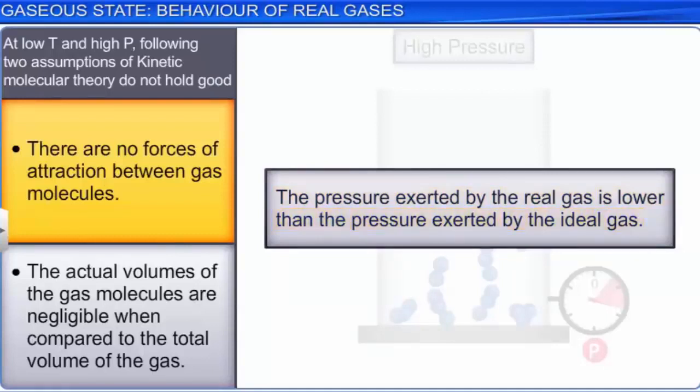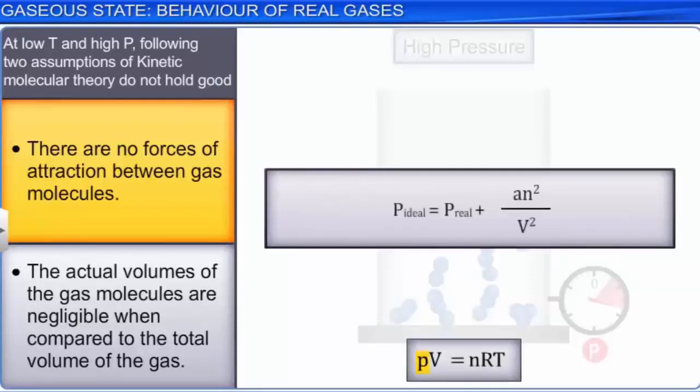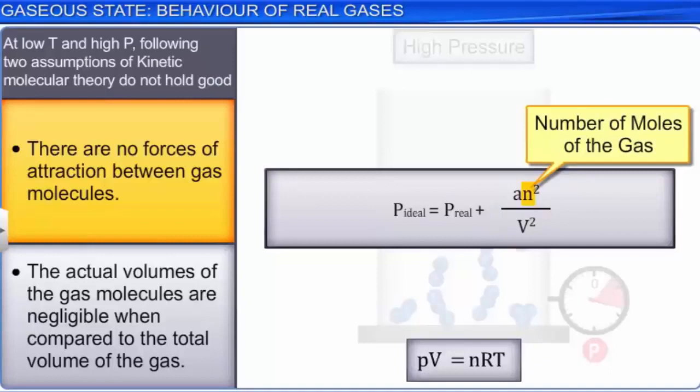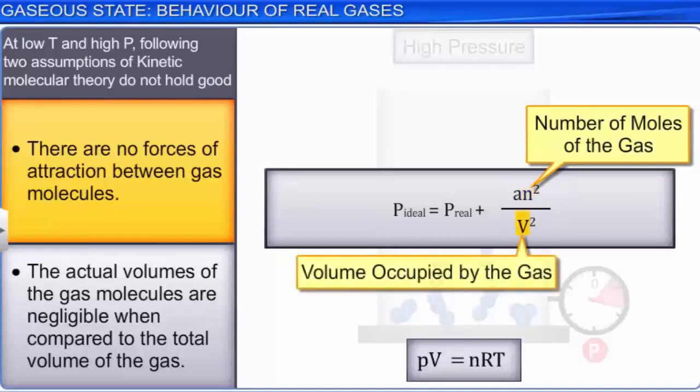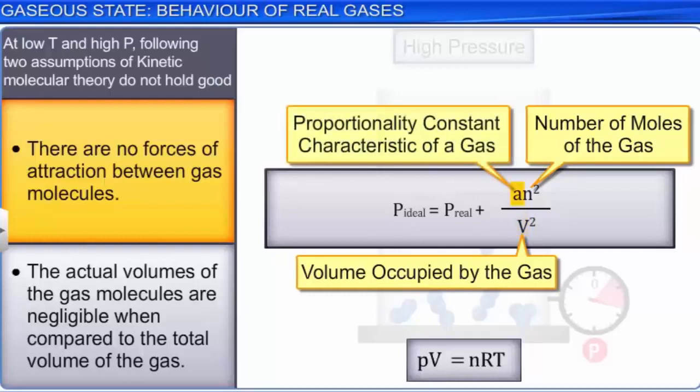Hence, the pressure in ideal gas equation is corrected as P ideal is equal to P real plus a multiplied by n squared divided by V squared, where n is number of moles of the gas, V is the volume occupied by the gas, and a is the proportionality constant characteristic of a gas.